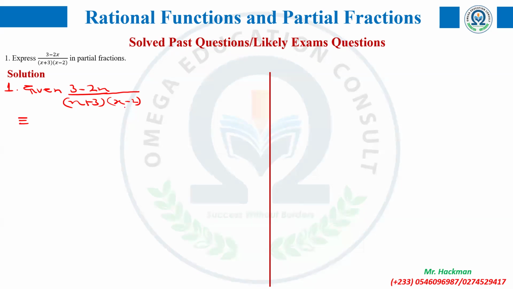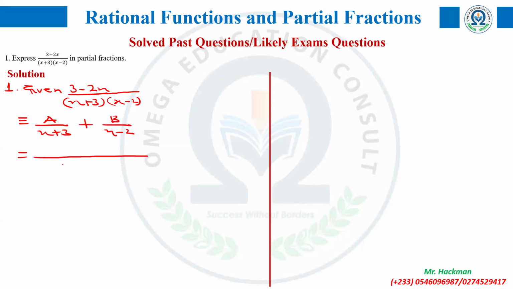These 2 linear factors are distinct. Each of them will give me 1 fraction. So I know I'm going to get 2 fractions. The first fraction, the denominator will be x plus 3. Plus the second fraction, the denominator will be x minus 2. The denominator is linear, my numerator should be a constant, so A. Denominator linear, my numerator should be a constant, so B. Okay, so at this point, single fraction all the way.